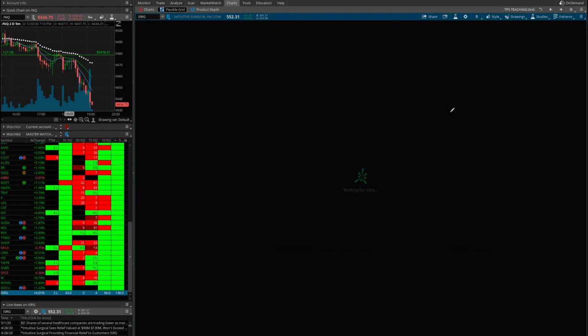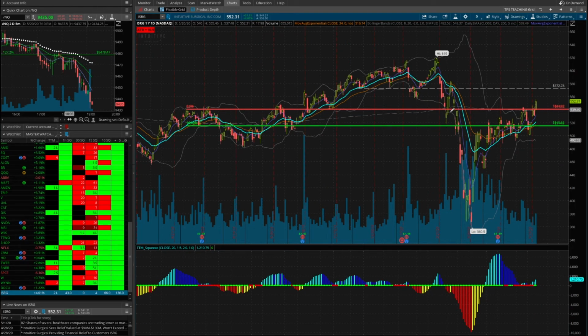That's how we judge whether a stock is ready for us to take. Trend, pattern, squeeze, and squeeze is a very important piece to that particular choice.